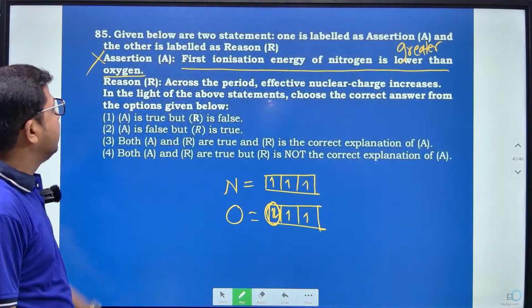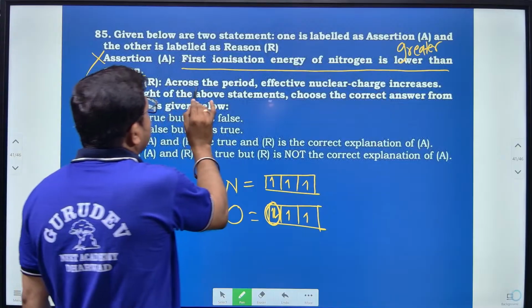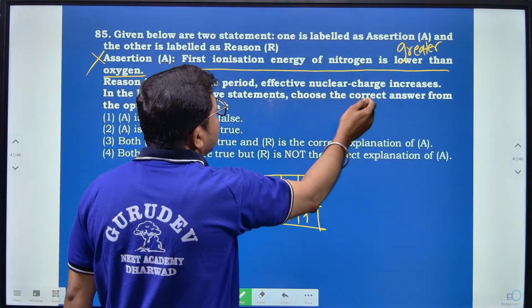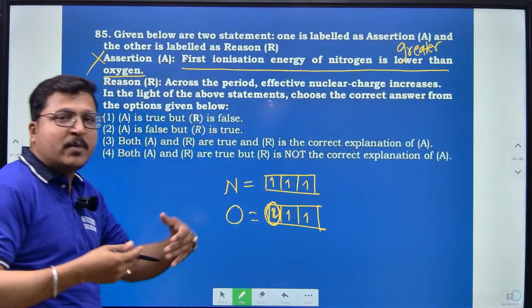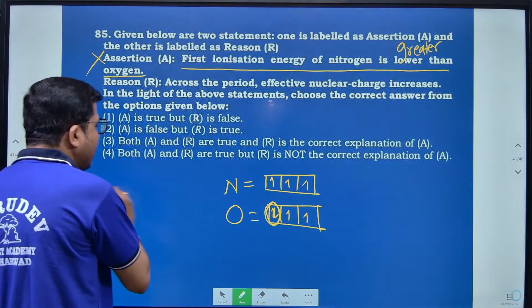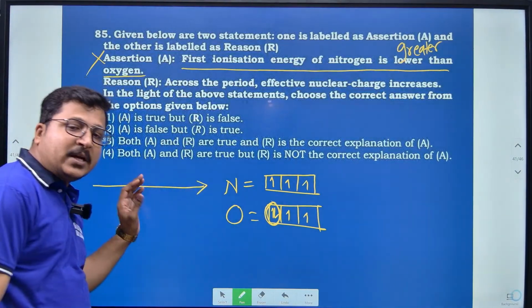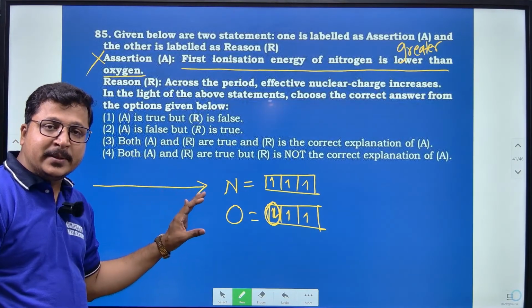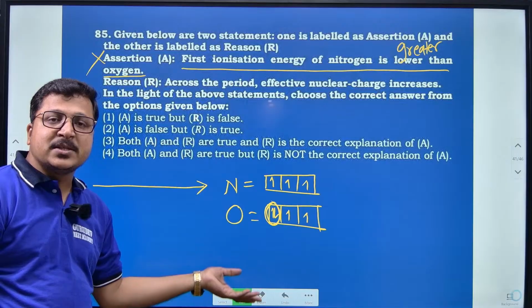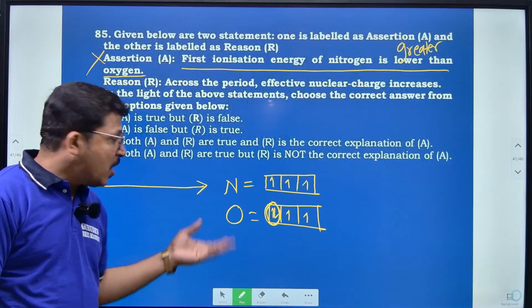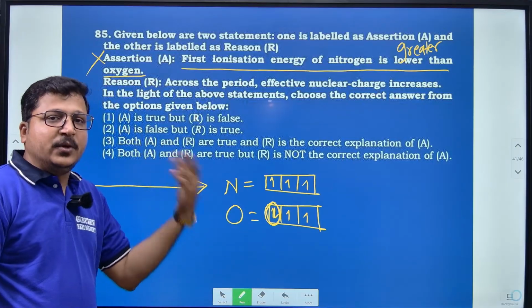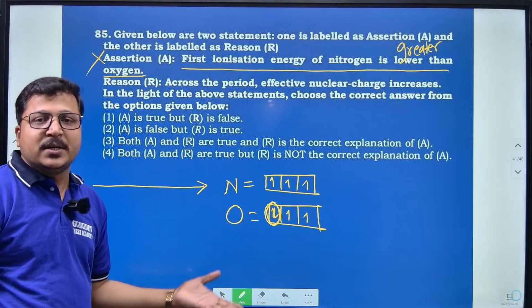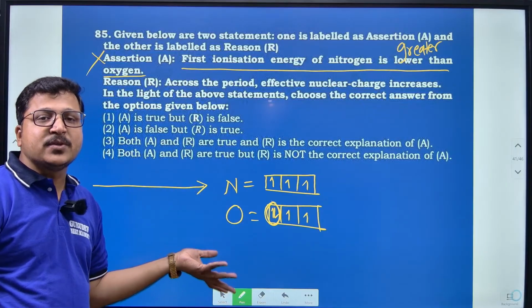Next, the reason. Across the period, effective nuclear charge increases as we move from left to right. As we move from left to right, the atomic number goes on increasing, and due to the increase in the atomic number, the effective nuclear charge also goes on increasing by unity, because nuclear charge is directly related to what? The nucleus, and the atomic number is also related to what?